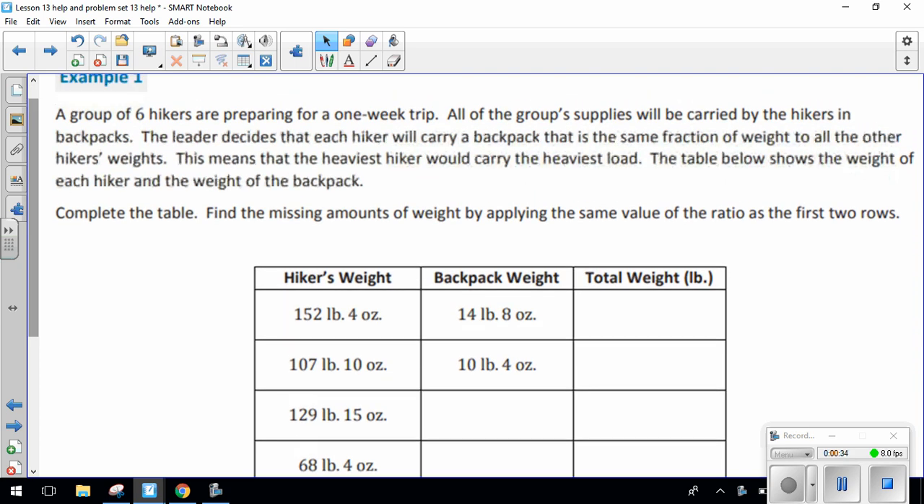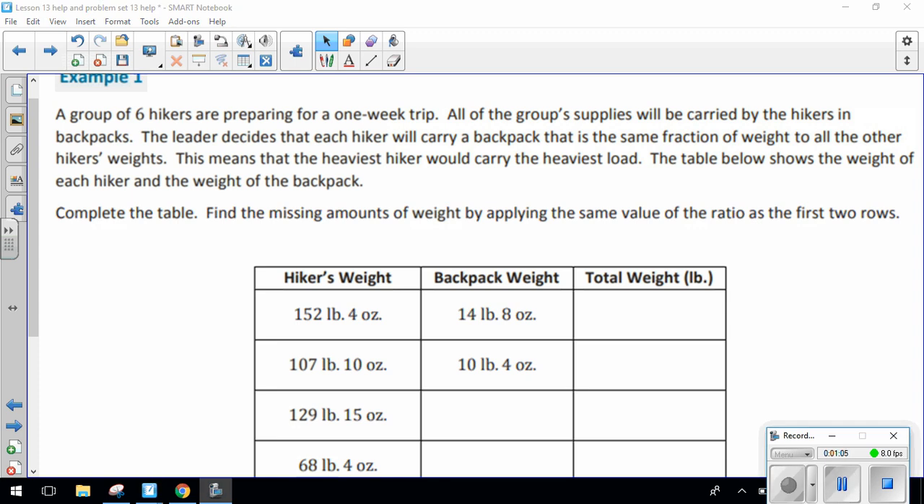So I'm going to go through them with you here and give you all the solutions. A group of hikers are prepared for a week. All of the group's supplies will be carried by the hikers in backpacks. The leaders decide that each hiker will carry a backpack that is the same fraction of weight to all the other hikers' weights. That means the heaviest hiker will carry the heaviest load. The table shows the weight of each hiker and the weight of each backpack.